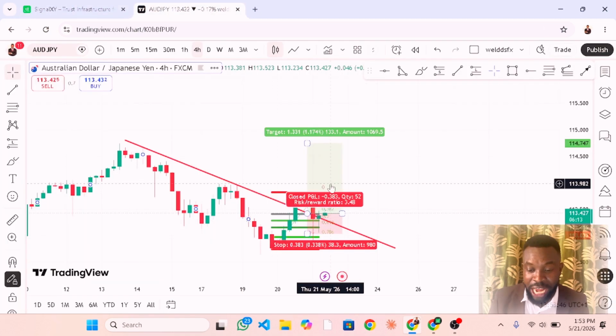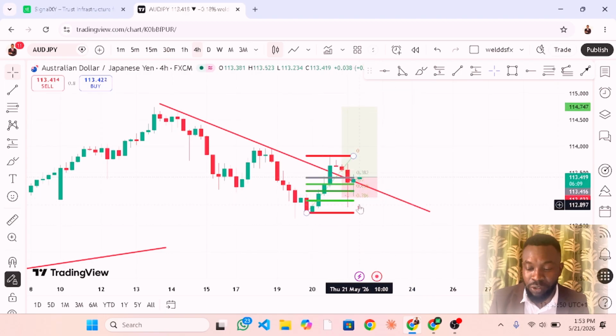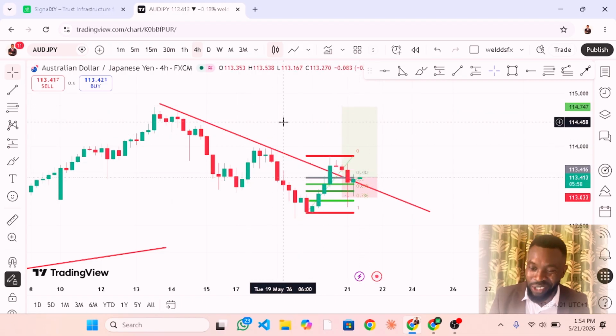So if you come to the chart, this is a currency pair that I've already executed at this level. But where the market is right now, you can still execute AUD JPY with a risk reward of 3:1. So this is a very quality trade that you can take right now from what you are seeing.